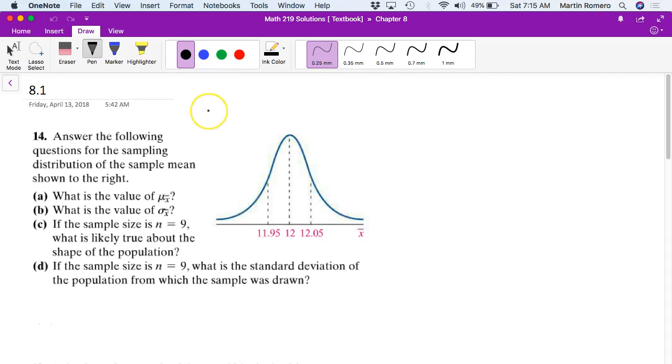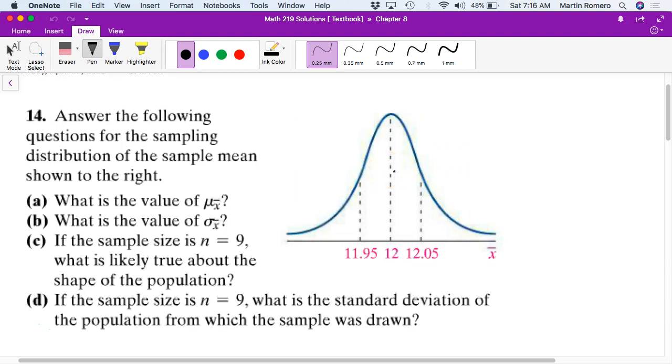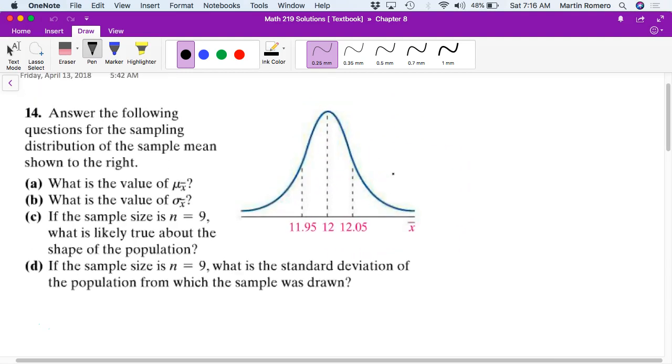Looking at problem number 14, we start with a picture of what appears to be a normal distribution. The normal distribution, again, has this shape, has inflection points here, has a high point, starts low, goes high, and then comes back down. It's symmetric, it's bell-shaped, all the language we've used before.